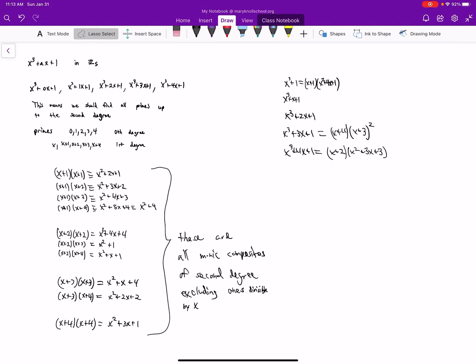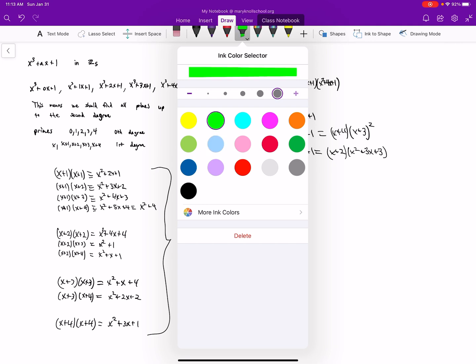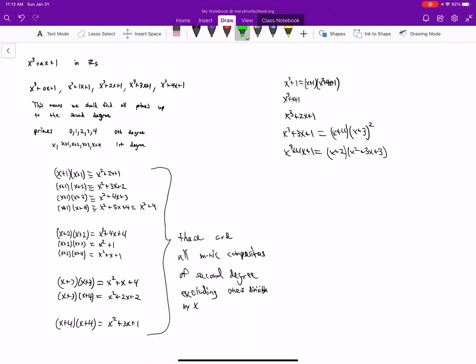Okay, I went ahead and did this a little bit of a different way. So what we want to do first is list all the things that we want to factor, and there's only 5. And so from there, I wanted to list all the primes of 0th degree. So I went ahead and did that.